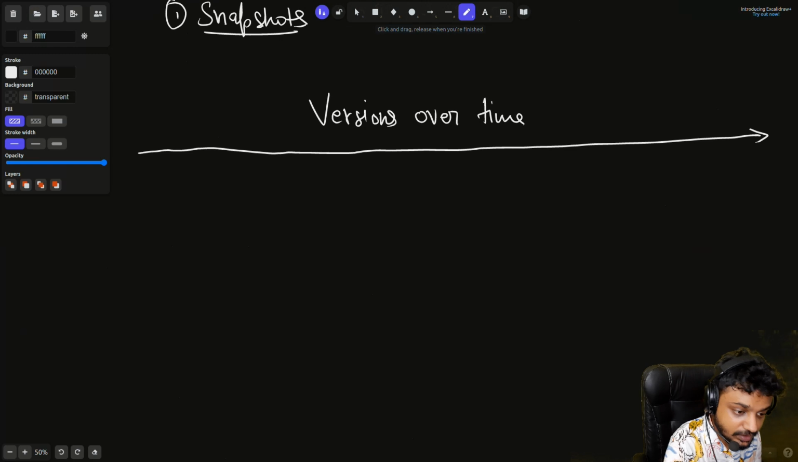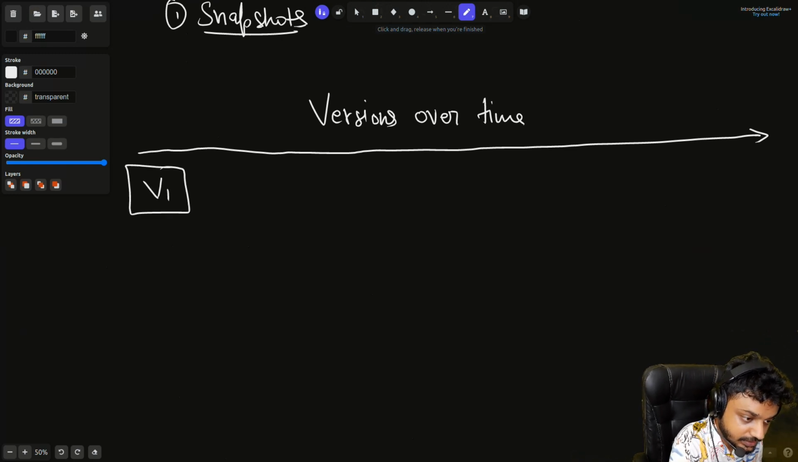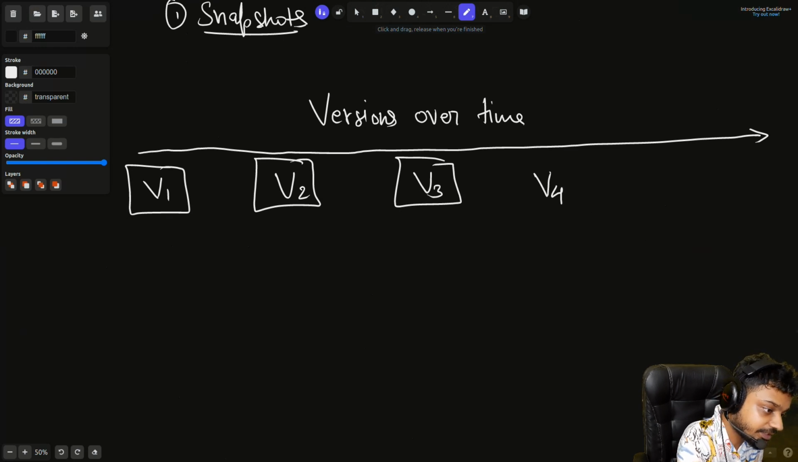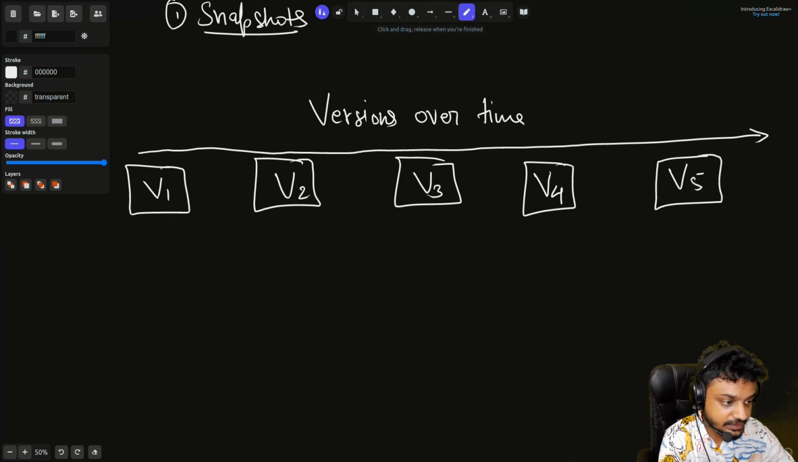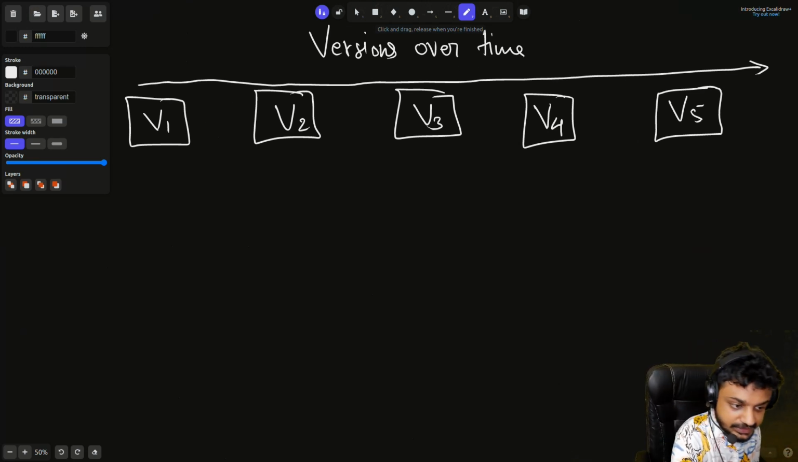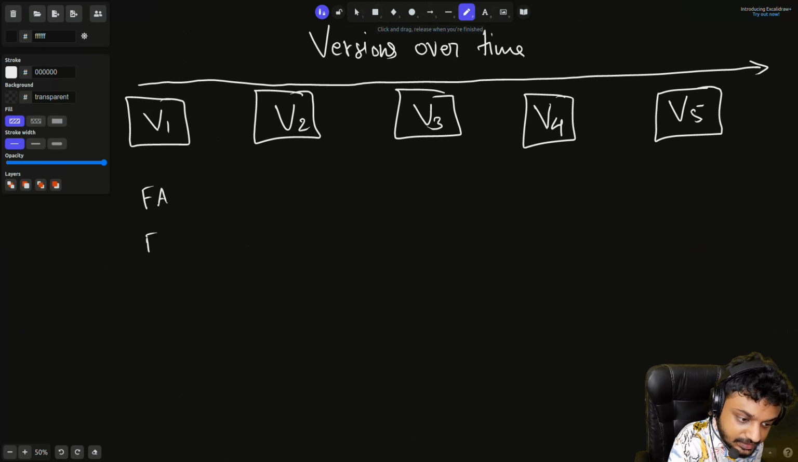Let's say that you have your v1 here, your v2 here, your v3, version 3 here, your version 4 here, and your version 5 here, right? These are your versions over time. And let's say you have 3 files in your project, right? So you have file A, you have file B, and you have file C.